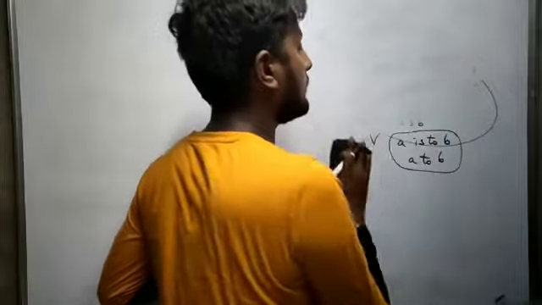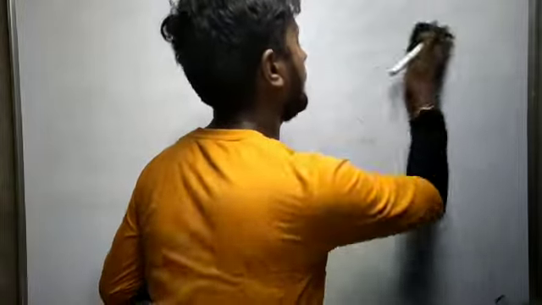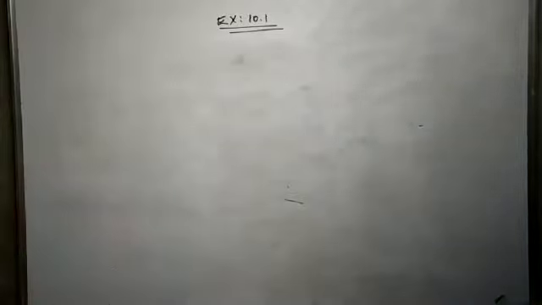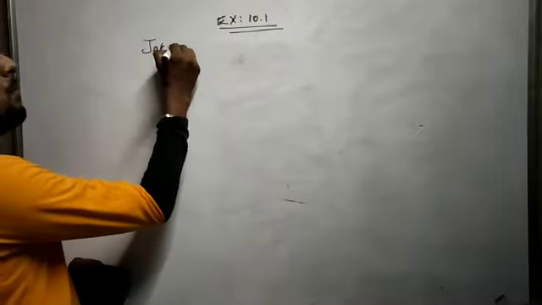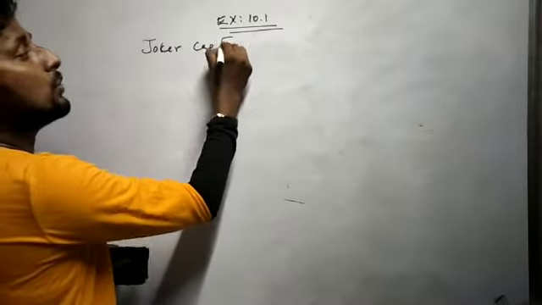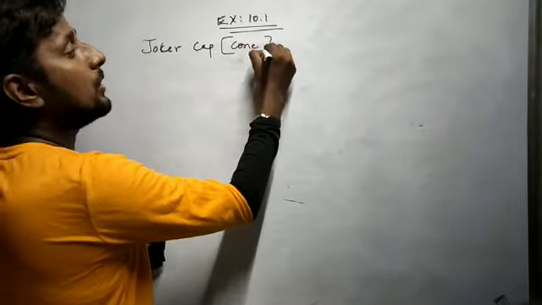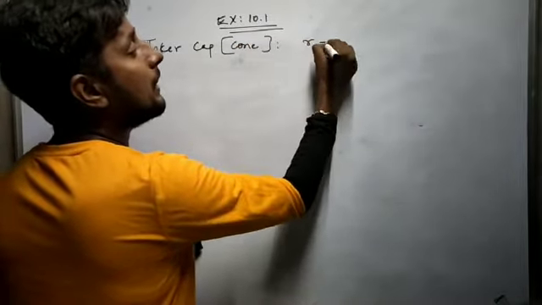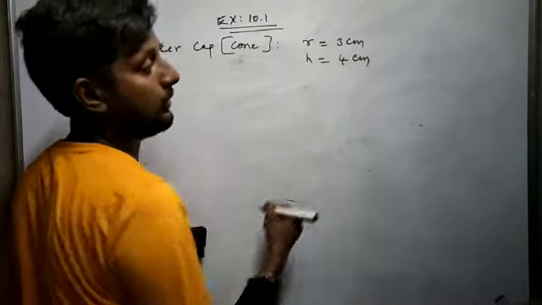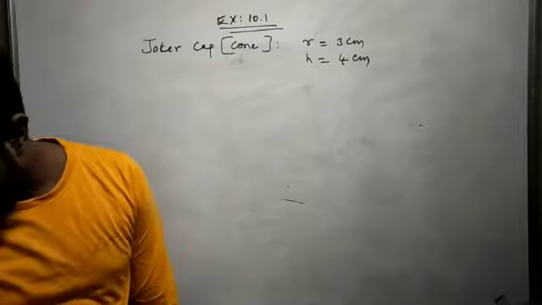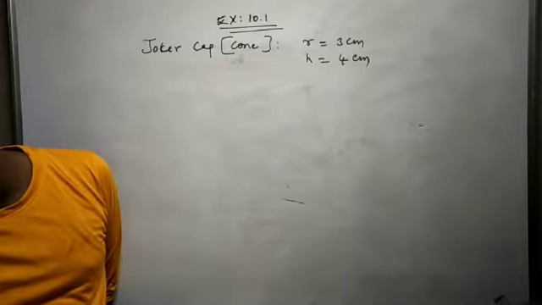Three centimeters radius and 4 centimeters height. What is that? It is a joker cap. So as we know, a joker cap is nothing but a cone, and the measurements are radius 3 centimeters, height 4 centimeters. I'll cross-check. Yeah, 3 centimeters radius and 4 centimeters height.